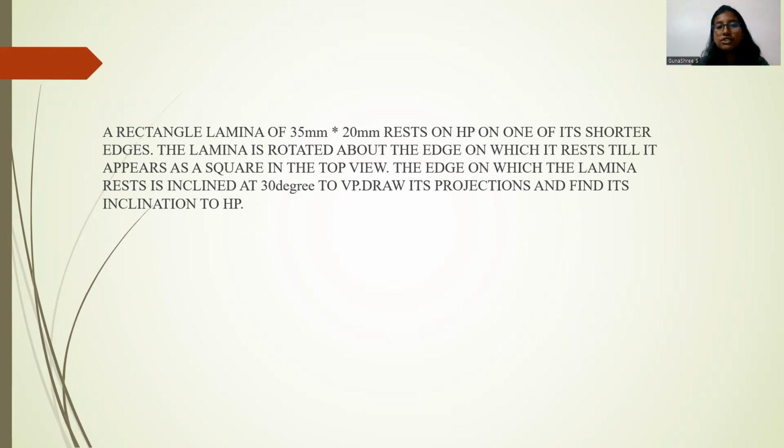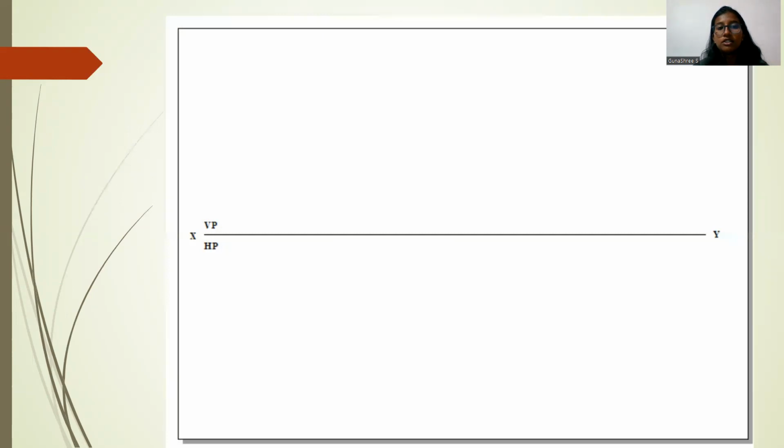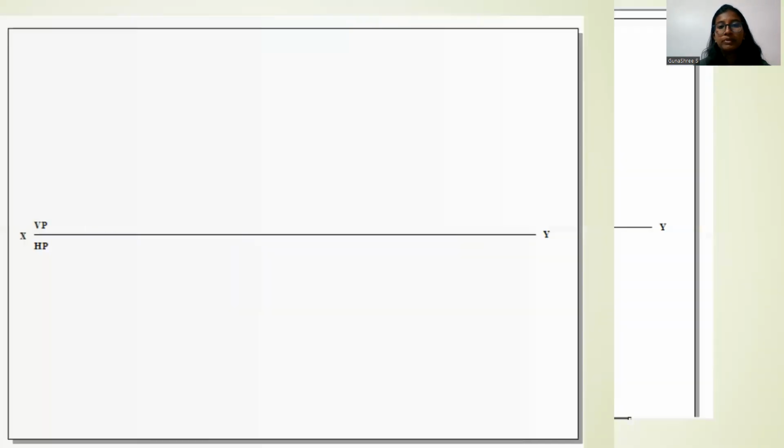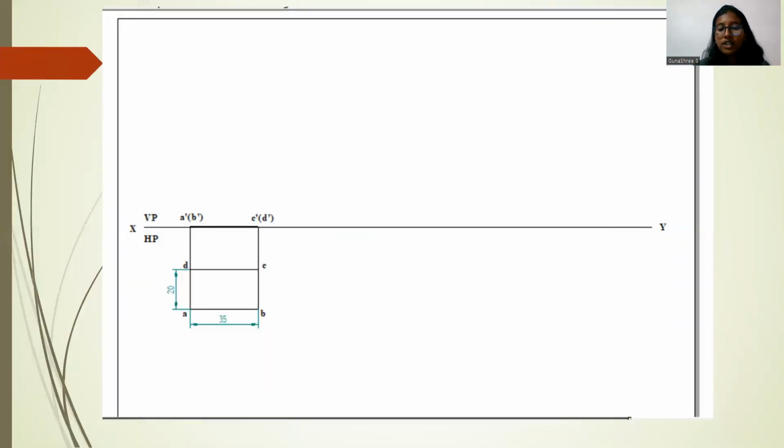So the first thing they've mentioned here is that it is a rectangular lamina. The sides they've mentioned are 35 into 20. It is also saying that it is resting on HP, and that too, its shorter edge itself is resting on HP. So let's see how it is. The first step is to draw the XY horizontal line and mark it as HP and VP. As the question itself said, the shorter side is lying on HP.